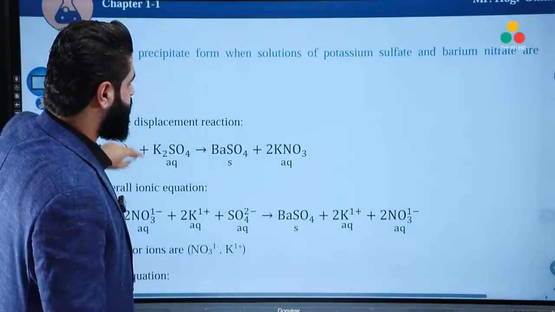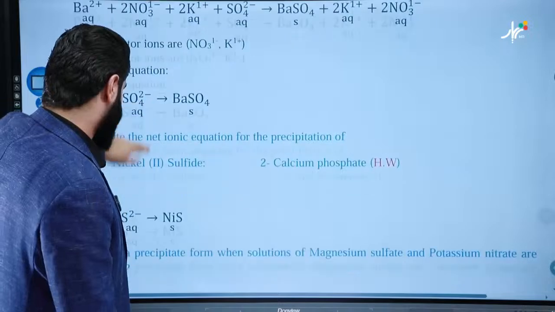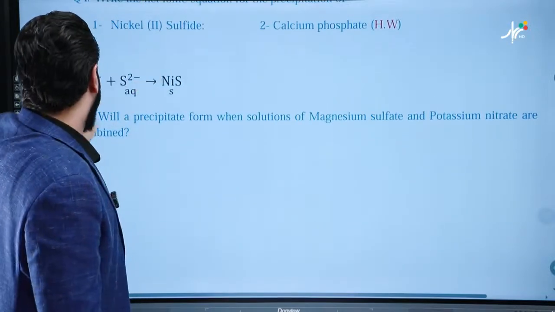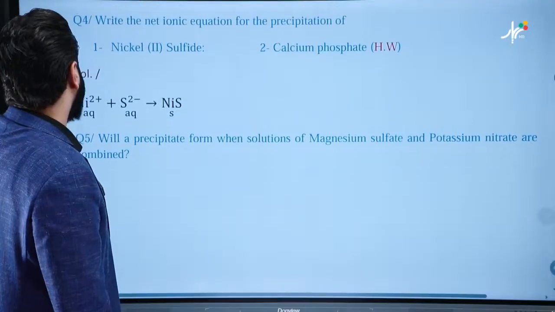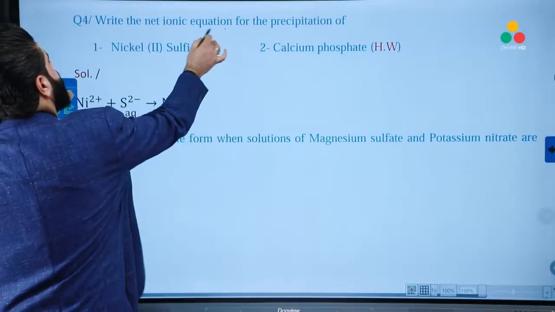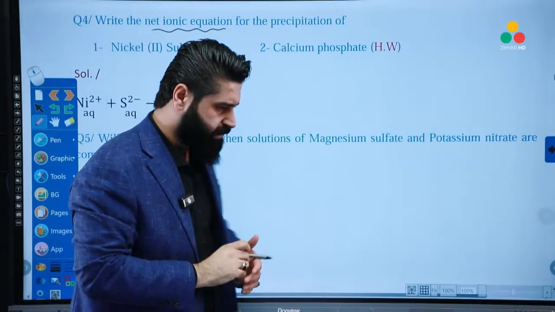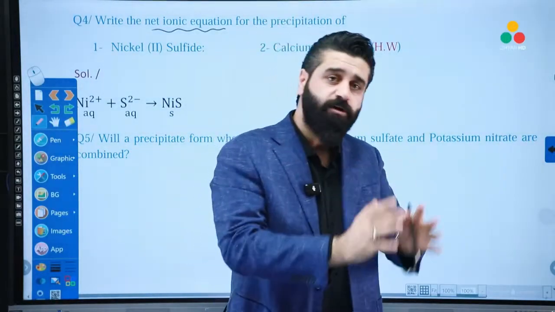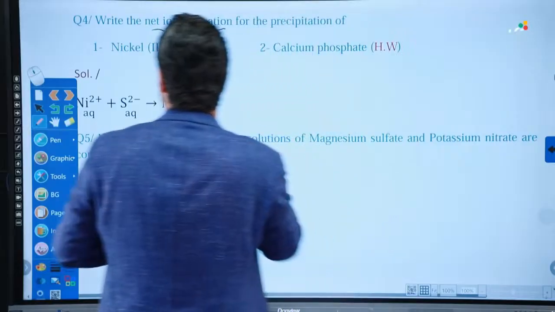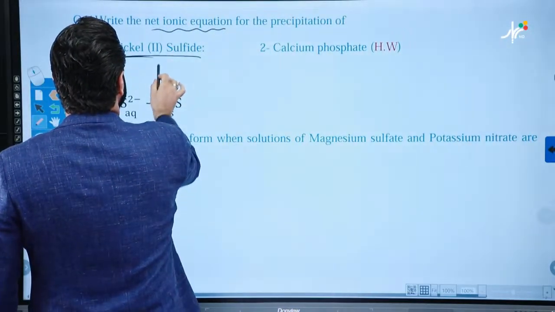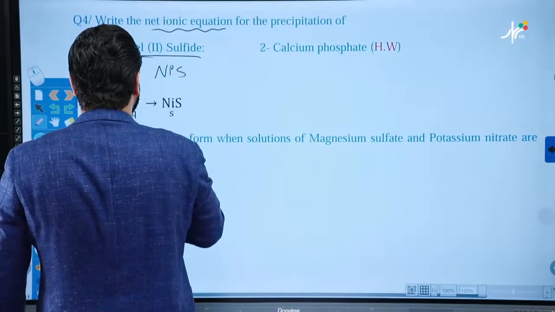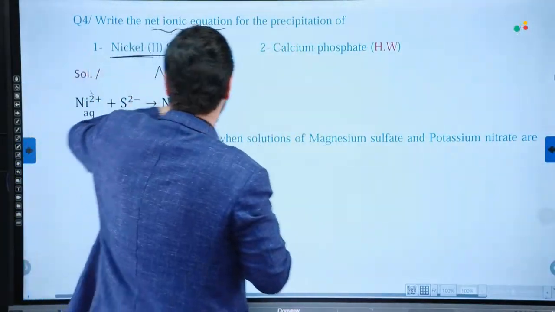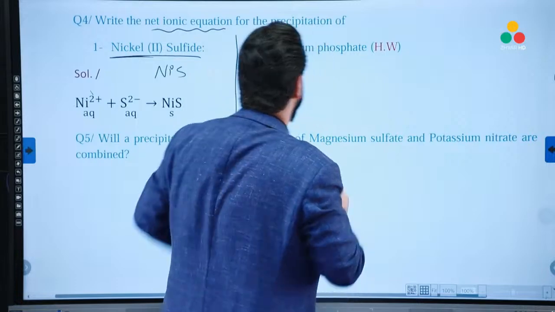Another question. This is the same as the previous question. This is also the same. Let's solve the following questions. Look at it. Write the net ionic equation. For the net ionic equation, we need to have a solid substance, a water insoluble compound. Nickel sulfide, NiS. How to write the net ionic equation for this? Okay, it has been solved here. This is very easy.